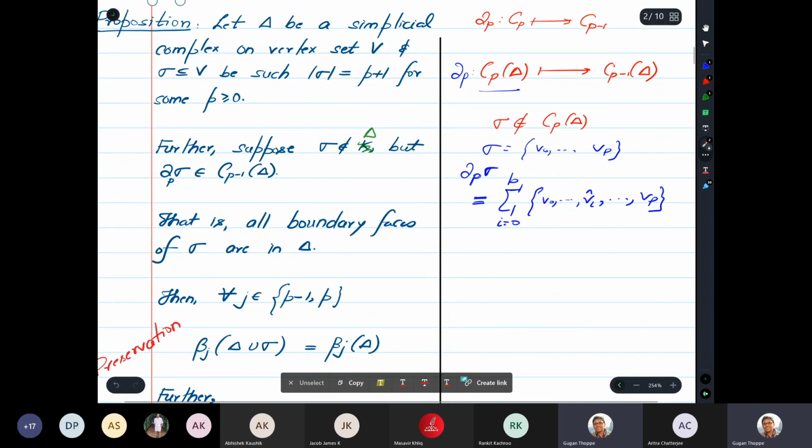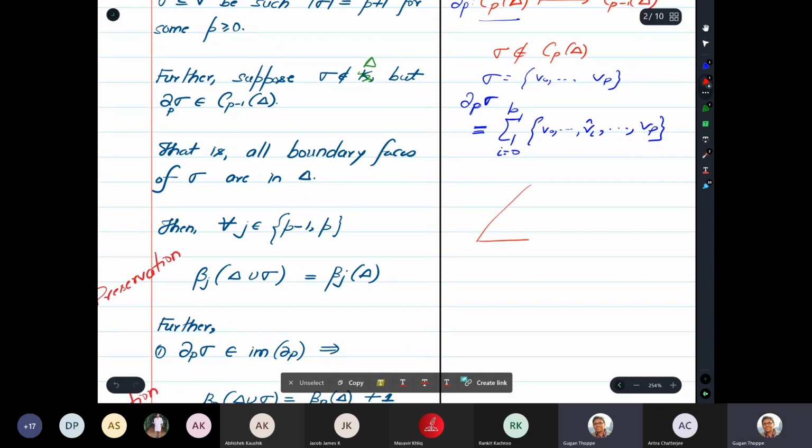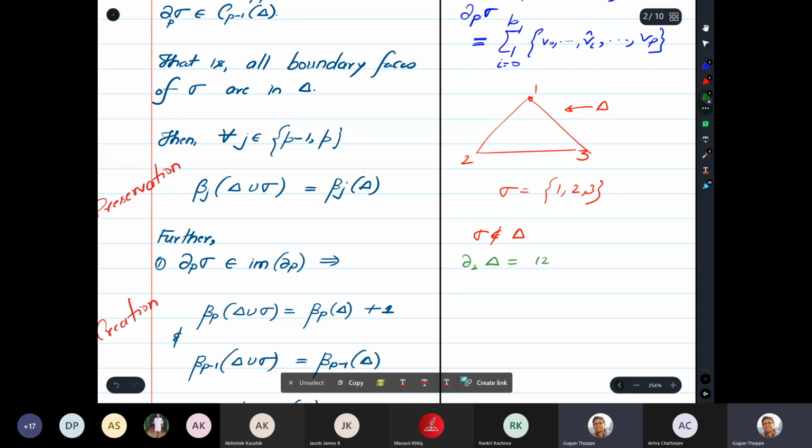Okay, so now let me try and explain this using some figure, right? So let's say you had this simplicial complex with vertices 1, 2, and 3, and let's say sigma was the face 1, 2, 3. So it is this face over here, but this original simplicial complex, which we denote as delta, does not have sigma, right? So clearly sigma does not belong to delta. However, if you apply ∂2 on sigma, I hope you agree that we would end up with [1,2] plus [1,3] plus [2,3].